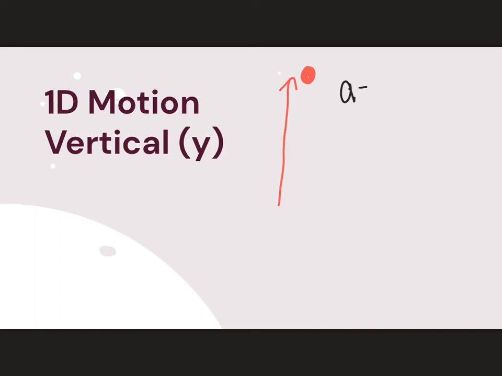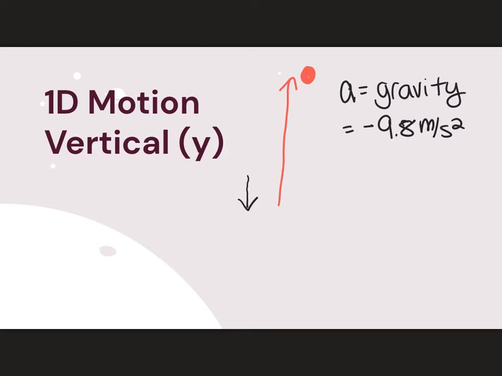My acceleration is always equal to gravity every single time. What is gravity? Negative 9.8 meters per second squared. Okay. Why is it negative? Well, gravity is always pulling us down.